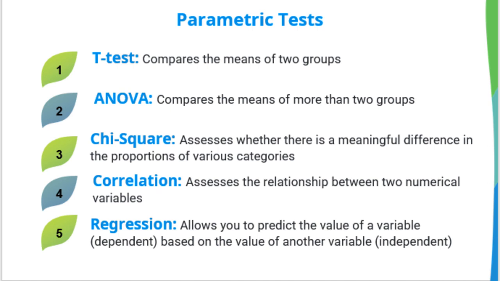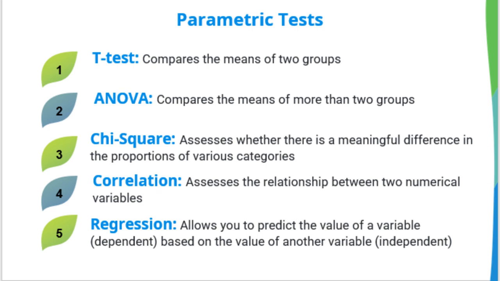Chi-square assesses whether there is a meaningful difference in the proportions of the various categories. And we have a chi-square test of independence as well, right? So apart from the proportion, which is otherwise known as goodness of fit, we also have correlation, which assesses the relationship between 2 numerical variables.